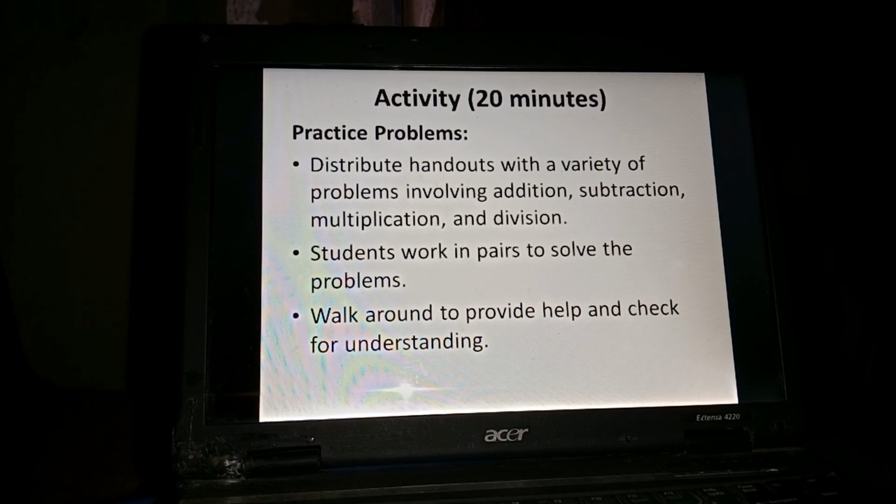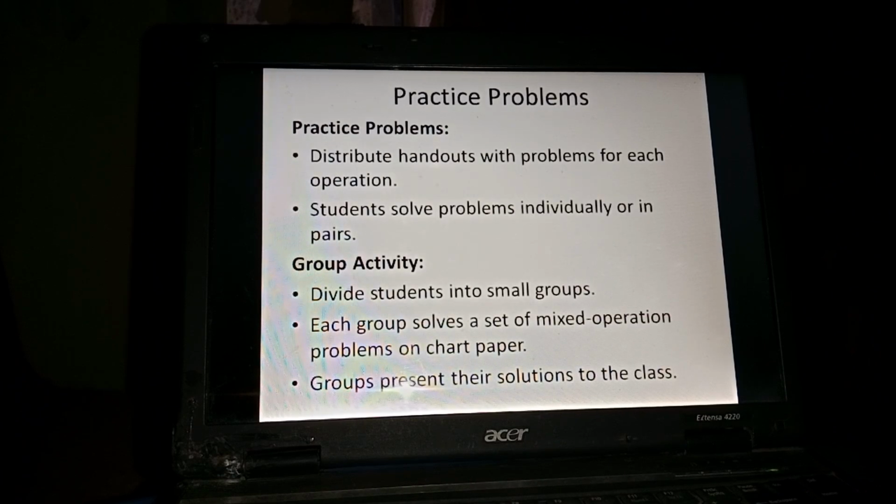Activity, 20 minutes. Distribute handouts with a variety of problems involving addition, subtraction, multiplication, and division. Students work in pairs to solve the problems. Work around to provide help and check for understanding. Practice problem. Distribute handouts with problems for each operation. Students solve problems individually or in pairs.